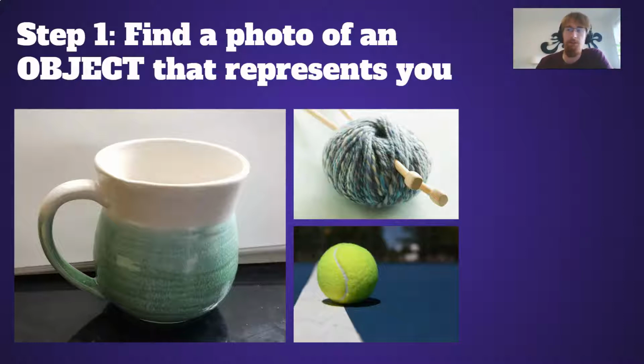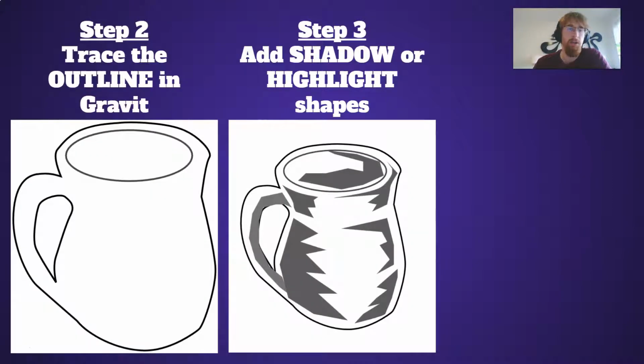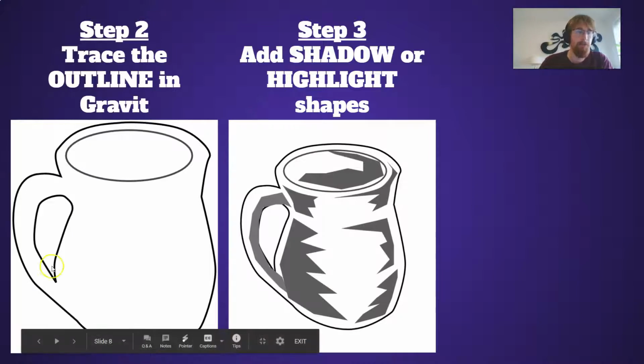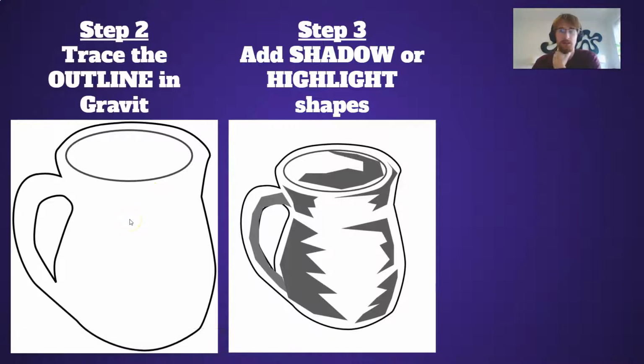So I'm going to give you an overview of the steps, and then we'll get into Gravit and I'll walk you through the process, probably with this time lapse. So step 2, you always want to be working outline first, then details. So you want to trace the outline of your object using the pen tool in Gravit. If you haven't completed the strawberry icon practice, please stop this video now and go back and watch that video, because that will help guide you through how to use the pen tool.